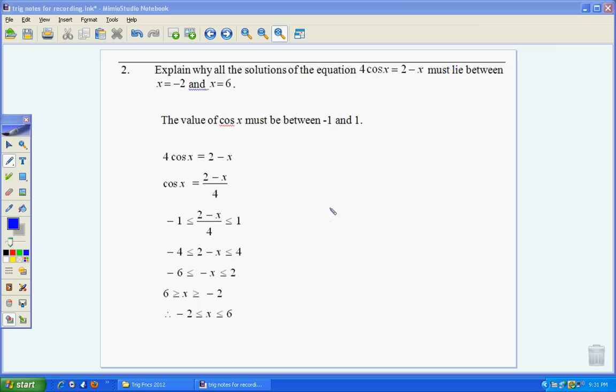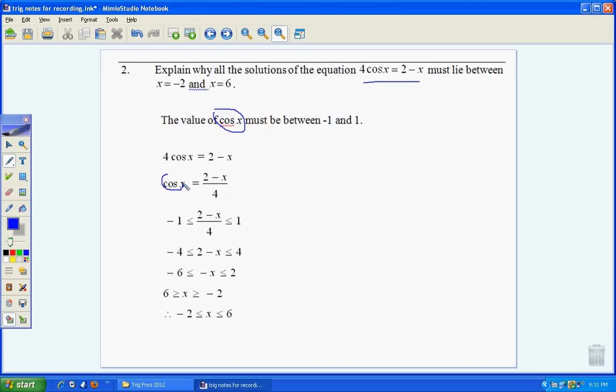Related to the previous question, in one with a graph there, we solve analytically why all the solutions of that equation 4 cos x and 2 lie between x equals minus 2 and x equals minus 6. Comes back to the idea that we know cos of x has to be between minus 1 and minus 4. So if that's the case, if we get cos of x must be between minus 1 and minus 4, we can simplify our function to get cos x equal to 2 minus x on 4.